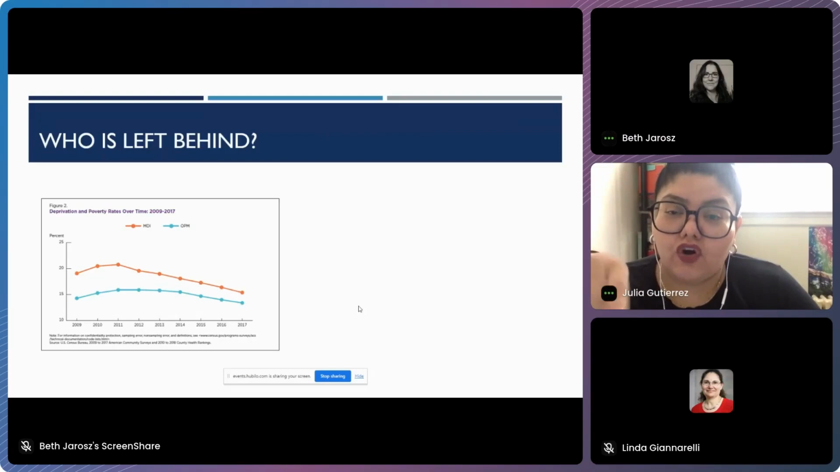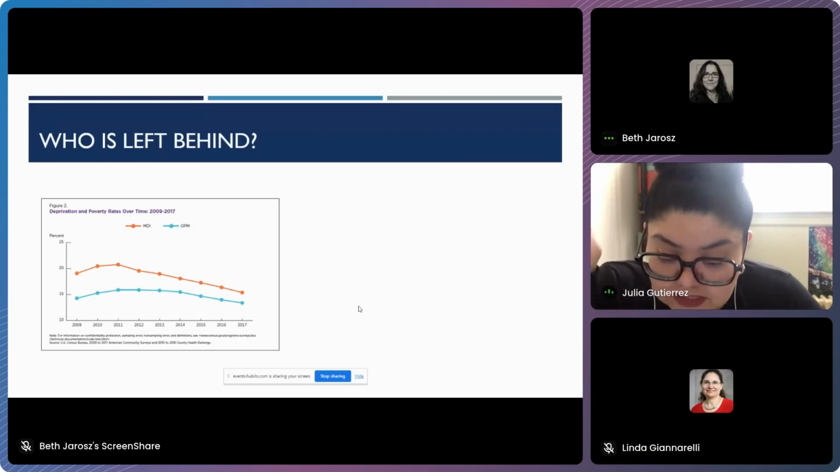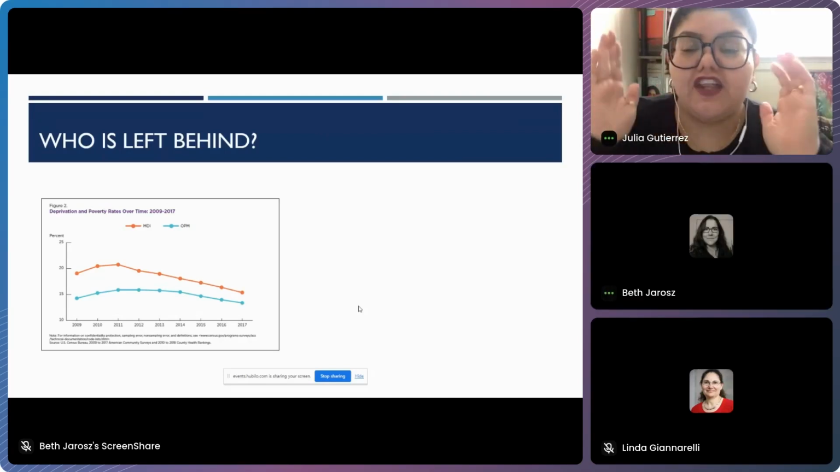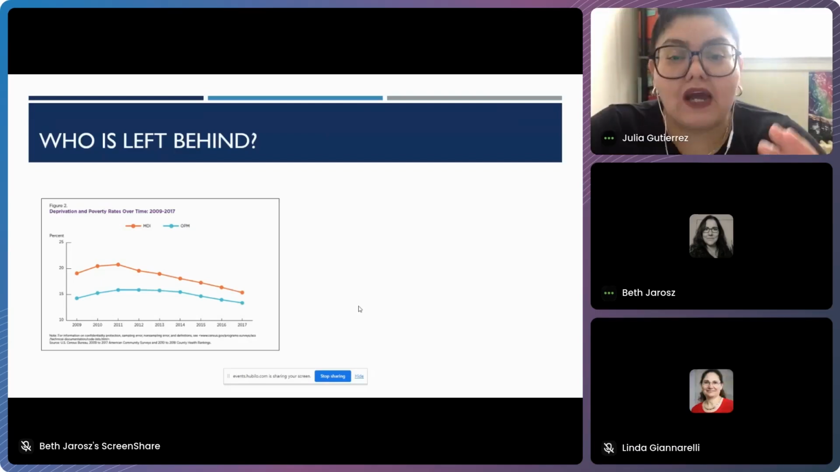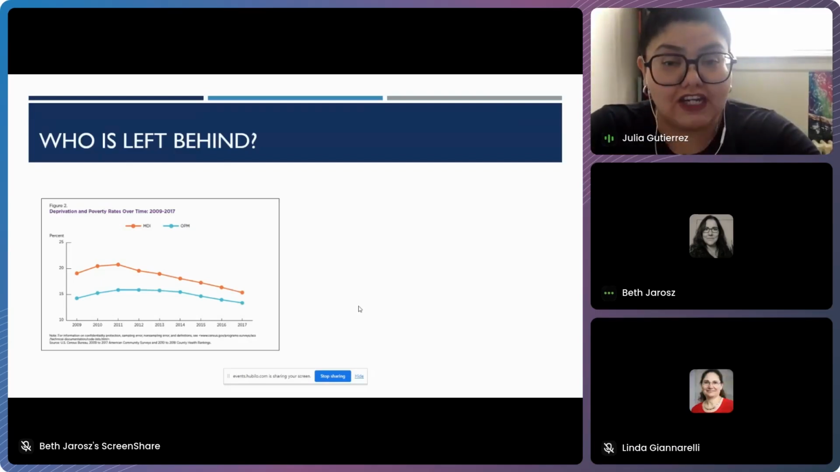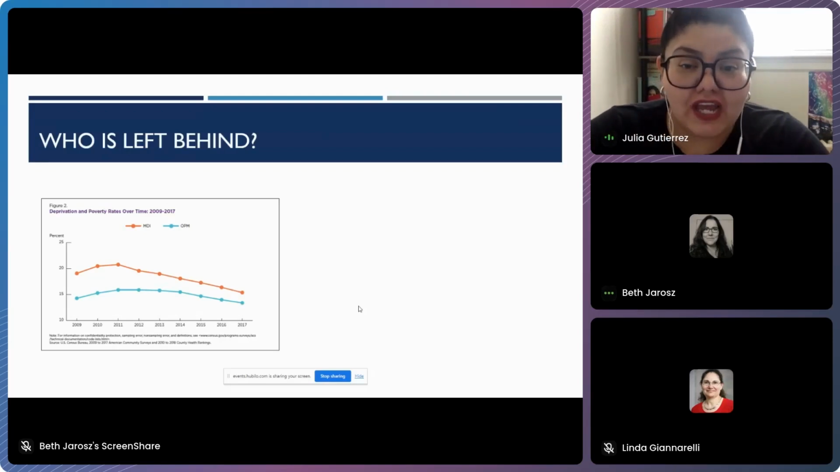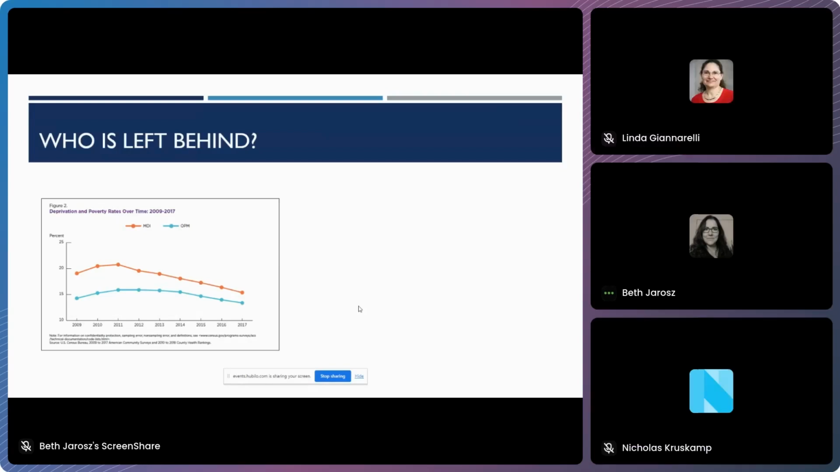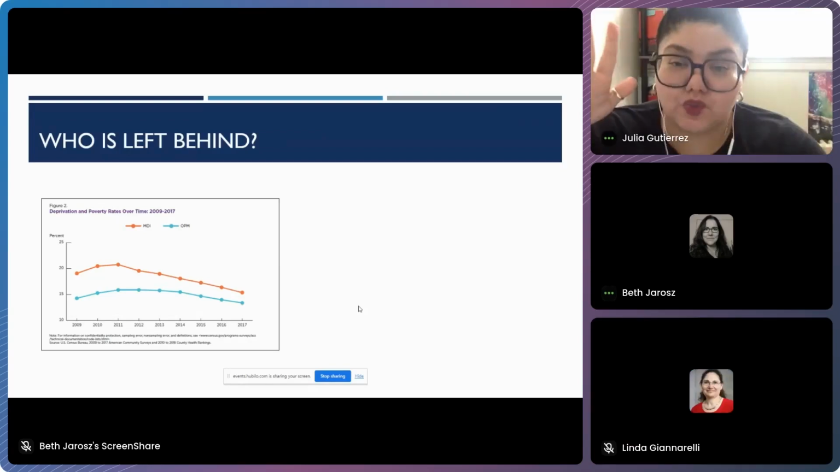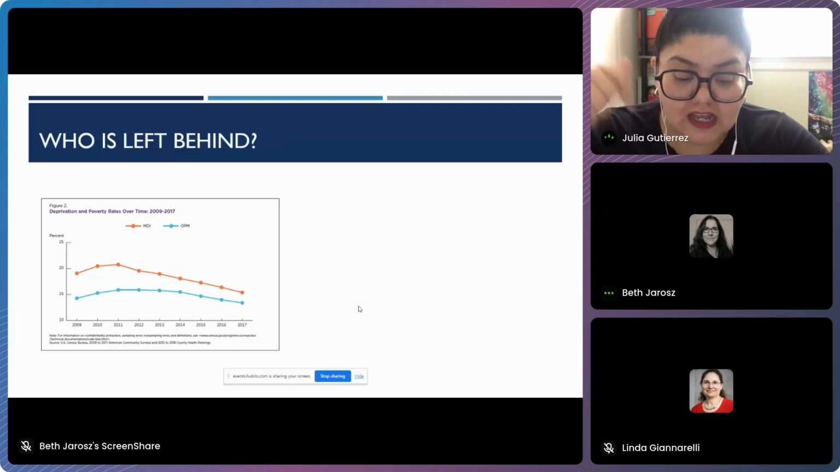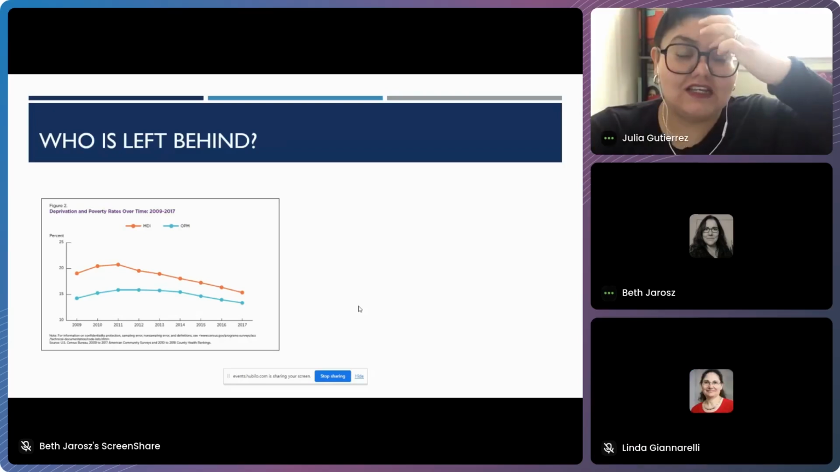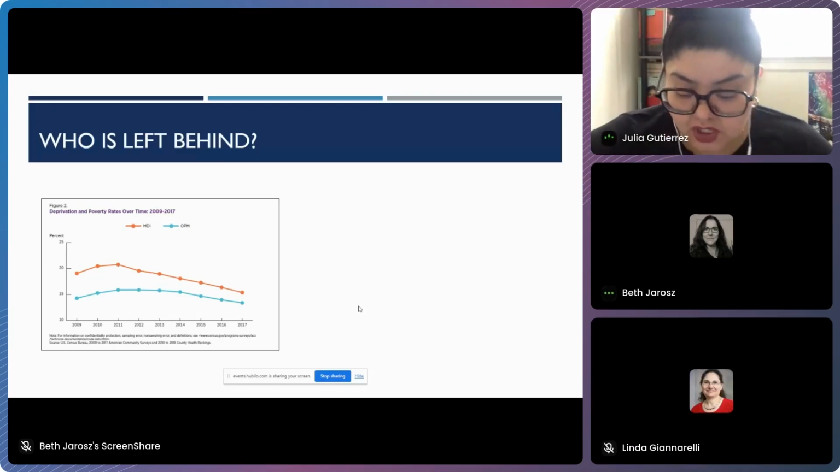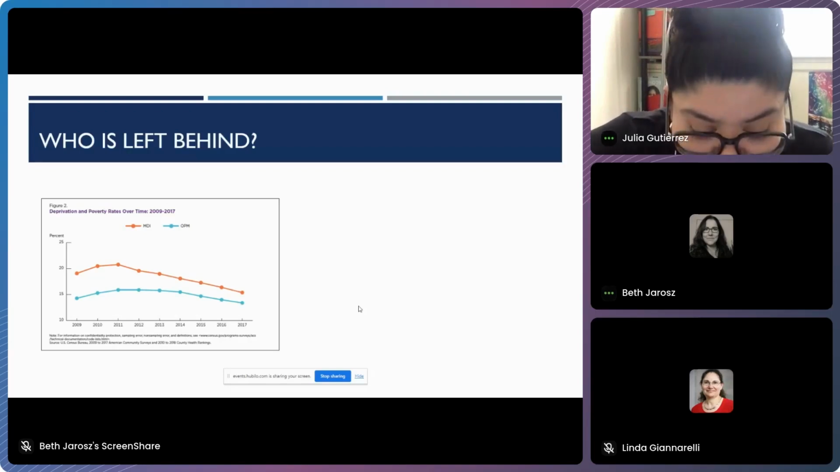So in orange, we can see that from 2009 to 2017, the measurement of people who are non-monetary deprived is higher than the official poverty measurements. And then if we look at the next graph, you can click next.